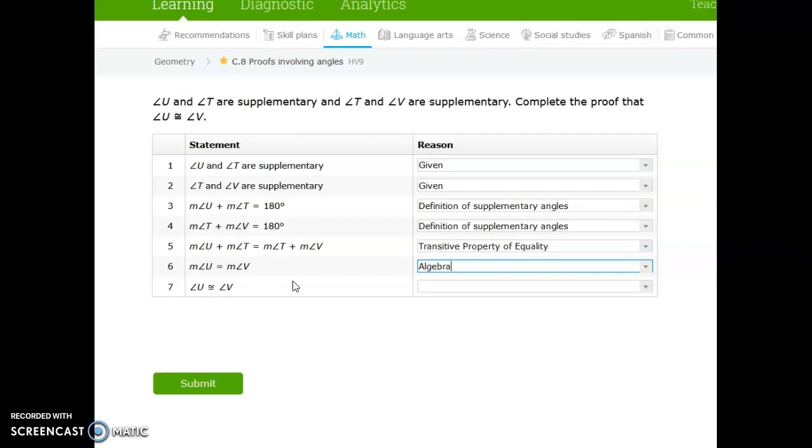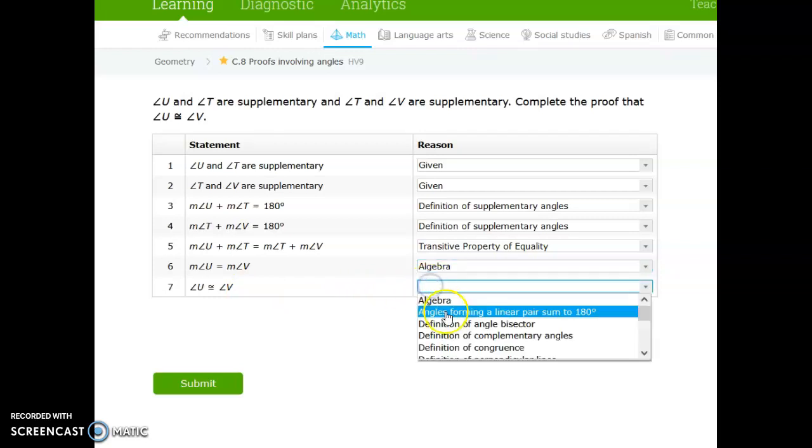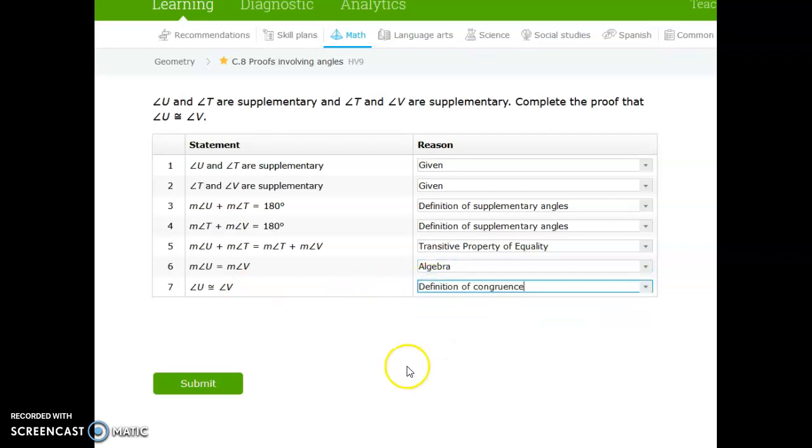Okay, and then the last step, from line 6 to line 7, let's see if we can determine what's going on. We've got the measure of angle U equals the measure of angle V. Therefore, angle U is congruent to angle V. That's really just what congruence means. It means that the measures of the angles are equal to one another. If the measures of the angles are equal to one another, then the angles are congruent. So that's just the definition of congruence. All right, I'm going to go ahead and submit this one.